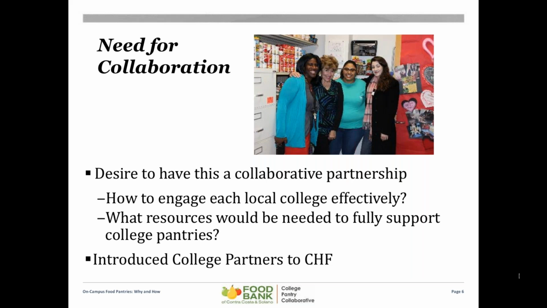We then introduced the pantry staff to the Community Health Fund and made sure that the pantries had buy-in from the top. So we met with their executive director, president, and their foundation folks. The Community Health Fund really liked where we were going, and so we all sat down and met with everyone involved. And John from Medanos College can share, from his point of view, how everything came about. Next slide.